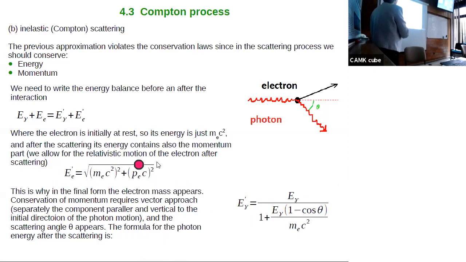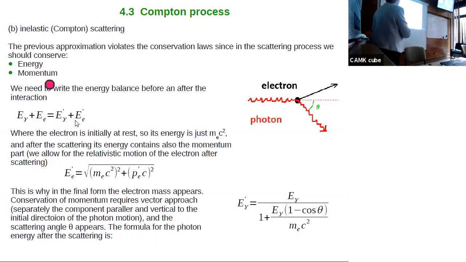So as I said, it's actually very important to use the relativistic expression for the energy of an electron. And this is the general form of the relativistic energy after scattering. Here you have the momentum of the electron after scattering. Before that, you have only m_e c squared. This is the rest mass energy because the velocity is zero.